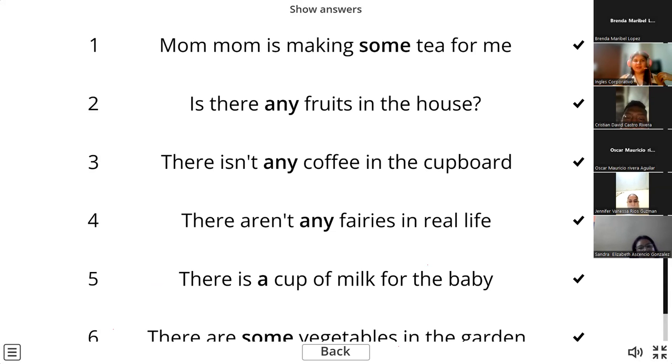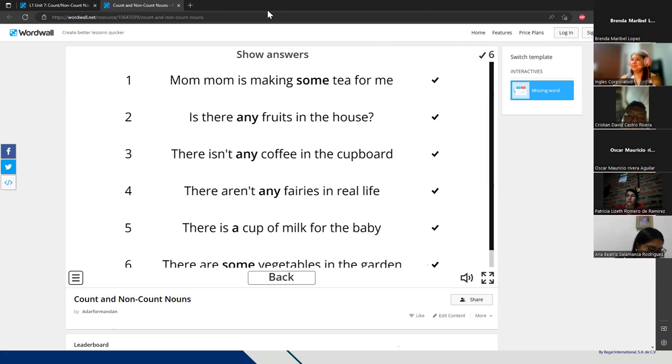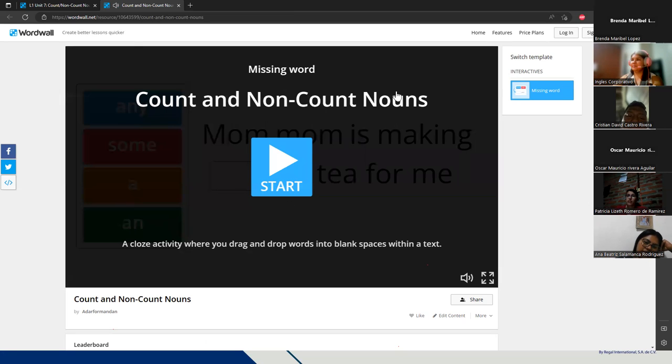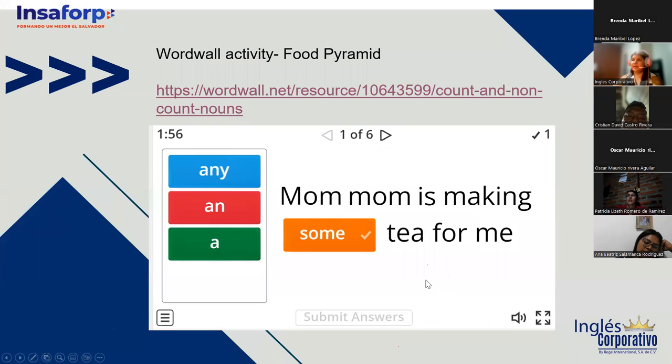Okay. Very good. So, do you have questions about this? ¿Tienen alguna pregunta? How to use this word? Questions? Fairies. It is like when you imagine something, or if you believe in something magical. Ah, okay. Are there any fairies in real life? Okay. Good. We're going to move on.